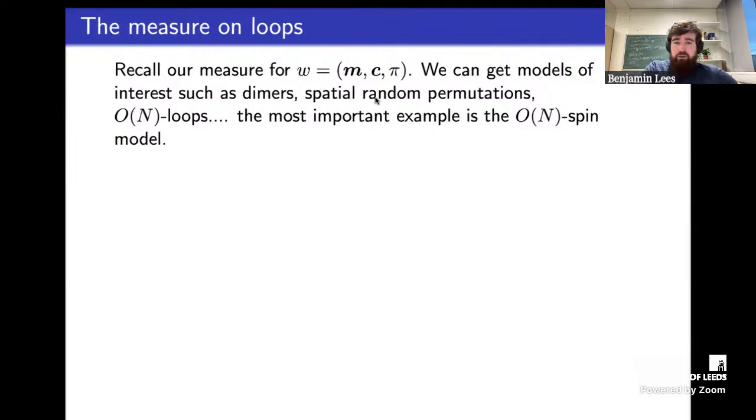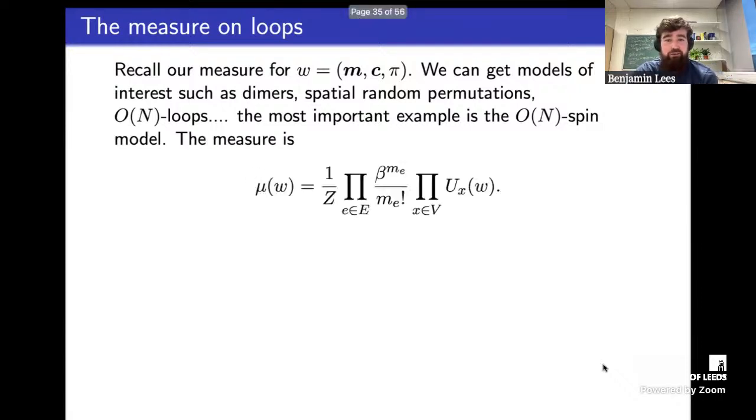So yeah, remember our measure for the 3 ingredients. We can get models that we've seen before: dimers, double dimers, spatial random permutations, ON loops. The most important case is ON spins. This is like the Ising model, except instead of spins taking values plus or minus 1, they take values on a unit sphere in higher dimension. Here, a real unit sphere we think of, not a complex unit sphere. Somewhat similar in spirit to the previous talk, but here everything's real and we can avoid some of the difficulties that come with complex analysis.